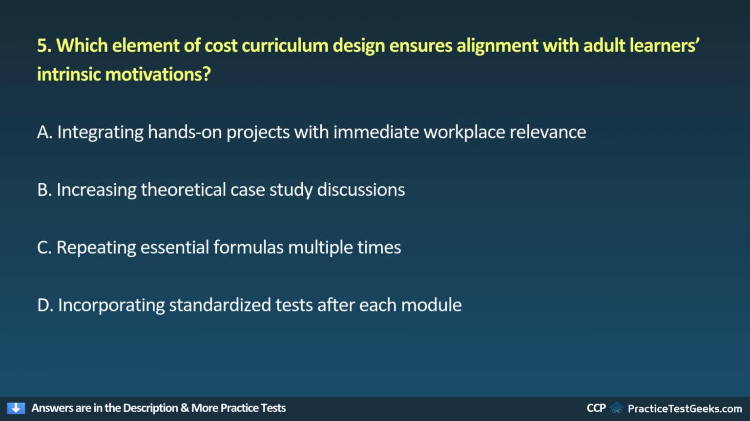5. Which element of cost curriculum design ensures alignment with adult learners' intrinsic motivations? A. Integrating hands-on projects with immediate workplace relevance. B. Increasing theoretical case study discussions. C. Repeating essential formulas multiple times. D. Incorporating standardized tests after each module.